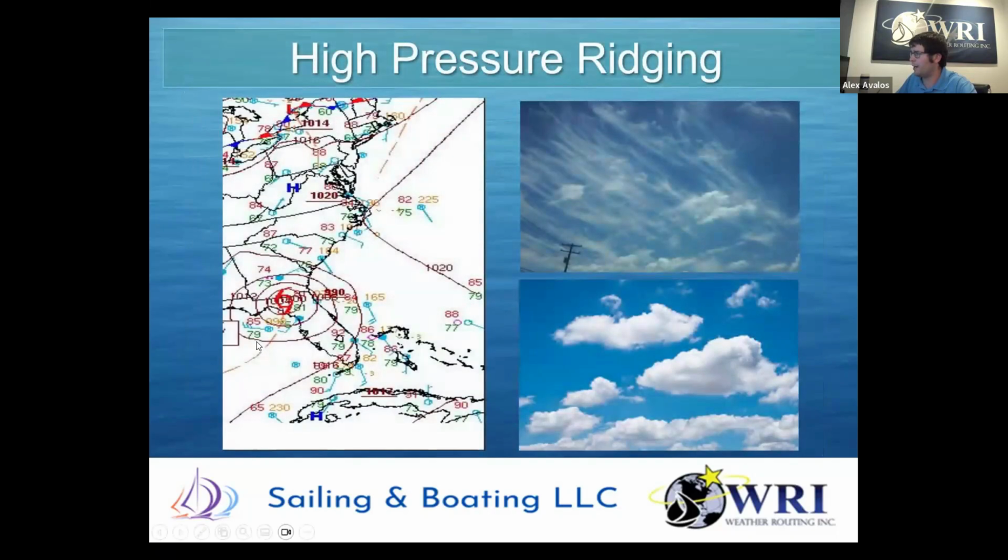So now moving on to surface analyses and the types of clouds you can see within different areas of a surface analysis, like with high pressure, with cold fronts, etc. We have a large area of high pressure. You can see centered off the mid-Atlantic and the Carolinas.